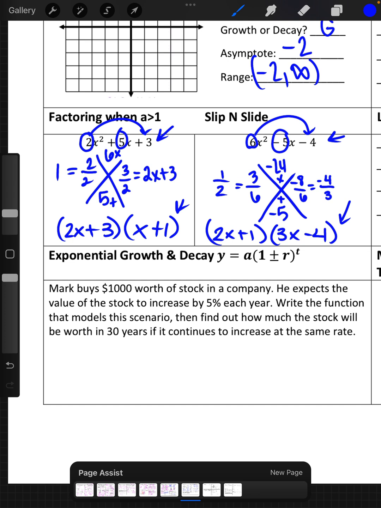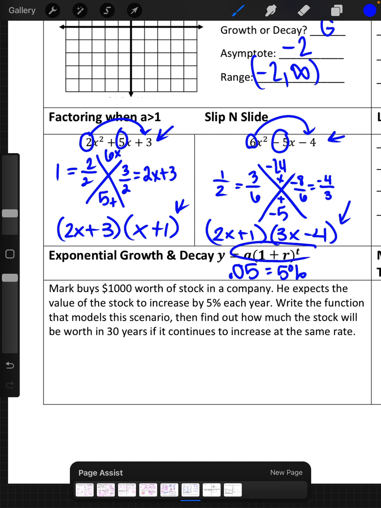All right, exponential growth and decay. Mark buys $1,000 worth of stock in a company. He expects the value of the stock to increase. So I'm looking at growth, increasing by 5% each year. Remember that if you're writing 5%, that's really the decimal 0.05. So r equals 5%. Remember, you can't write percent as a whole number in these equations. You have to change them into a decimal. Write the function that models the scenario and find out how much the stock will be worth in 30 years.